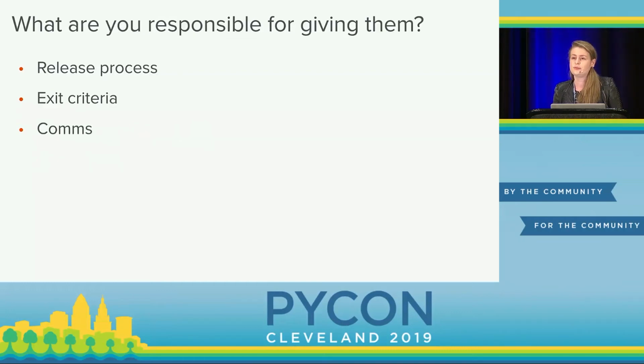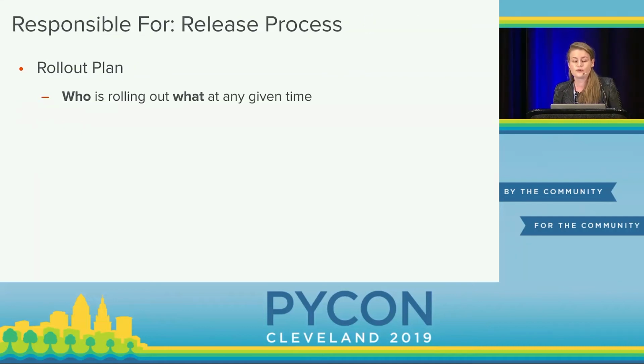And then for the person who's managing releasing your flags, what are you responsible for giving them? You should probably be giving them a release process, an exit criteria, and some comms, right? So let's go through the 3 of those. So for a release process, you want to be giving them a rollout plan when you give them the feature flag. So who is rolling out what at any given time is an answer that the person who's rolling out your flag should know the answer to.